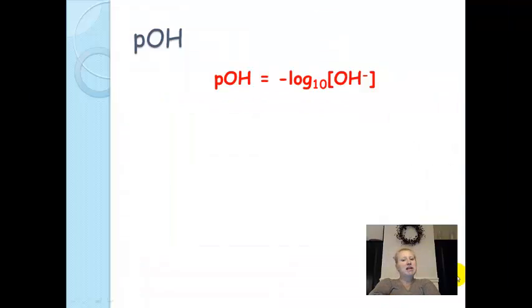Just like we had pH, we can also find something called pOH, which is equal to the negative log of the concentration of OH-. So just like pH, if we know the pOH, we can find the concentration of OH- by taking 10 to the negative pOH.